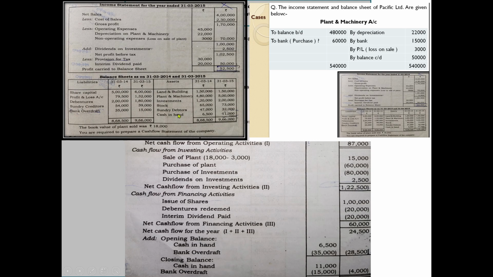See, here closing cash balance is 11,000, bank overdraft is 15,000. If you adjust these two amounts, you will get a difference of 4,000. See, you have got negative 4,000. So this is how you need to prepare a cash flow statement.